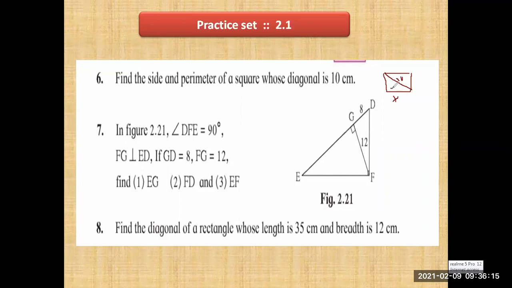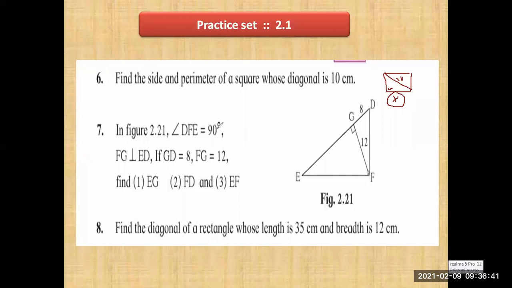So in a square, each angle is 90 degree. So according to Pythagoras theorem, x square plus x square is equal to 10 square. From this, you will find the value of x. And then you will get the side and then find the perimeter. The perimeter of a square is equal to 4 into side. Then multiply it and you will get the side and perimeter.